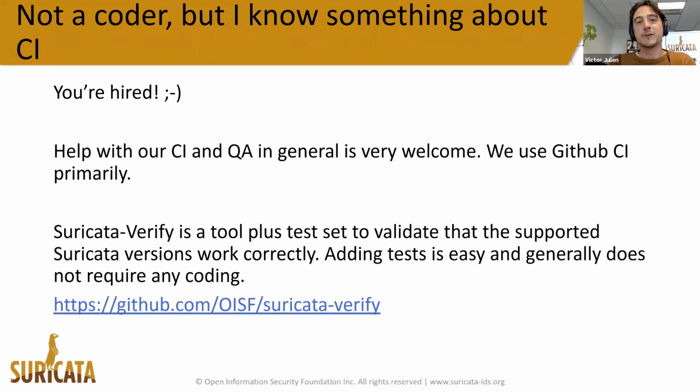I'm not a coder, but I know something about CI, continuous integration. Well, first of all, you're hired. We have CI, and we actually have a kind of a mix of setups. We would like to extend this a lot more. I'm not sure if it's on the site currently, but we're looking for someone to join the team in this department. So if you have any interest in improving our GitHub CI or other CI type activities, then please help us. We would be very grateful.